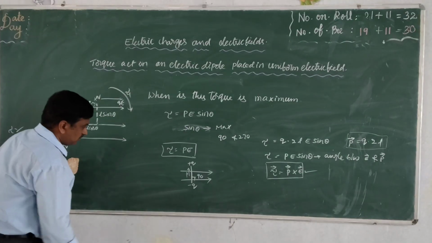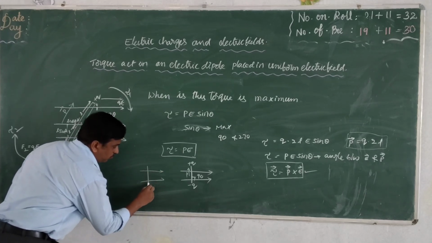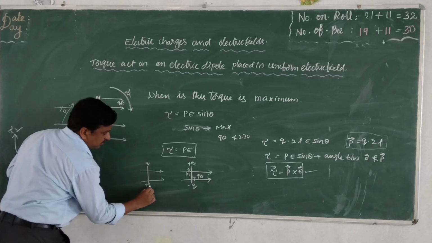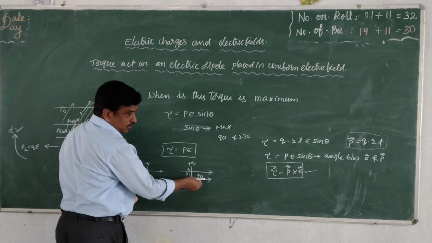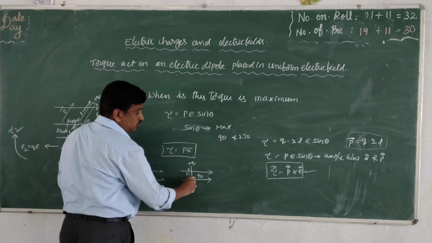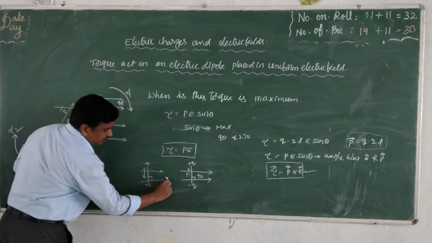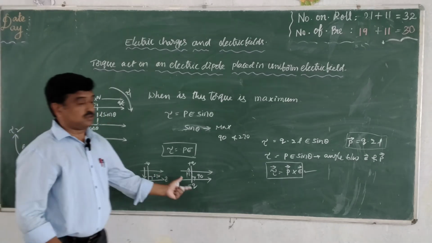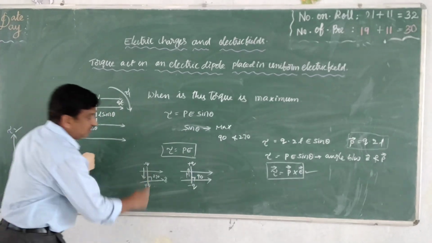One more case. This is the electric field, and the electric dipole moment is downward. This is minus, this is plus, so the dipole moment is this one. This is 0, parallel to the electric field, this is 90, this is 180, this is 270. So the angle between the electric field and the electric dipole moment is 270. In these two cases the torque acting on the electric dipole in the uniform electric field is maximum.